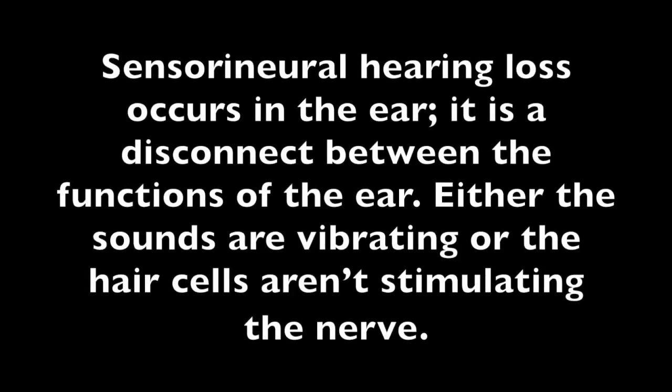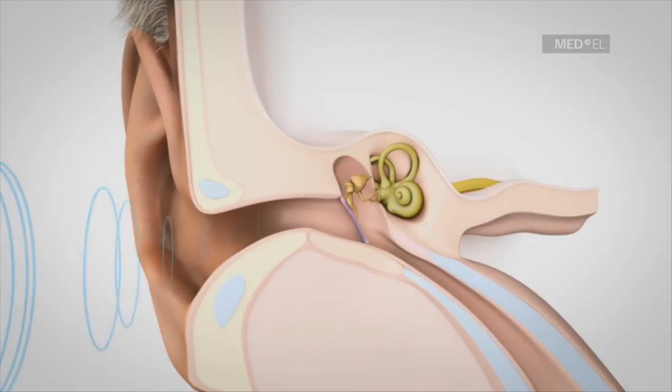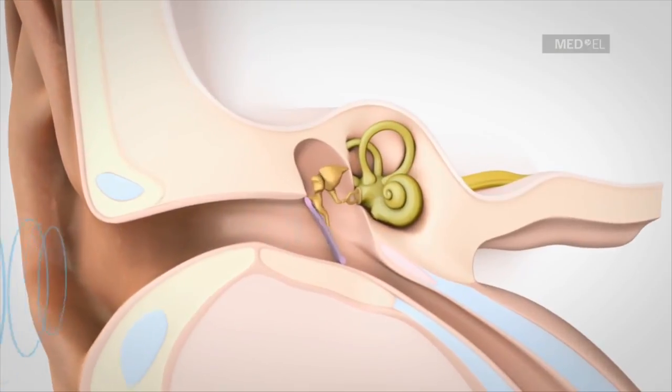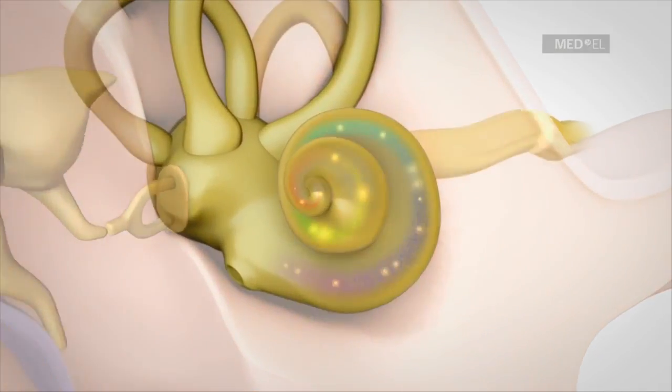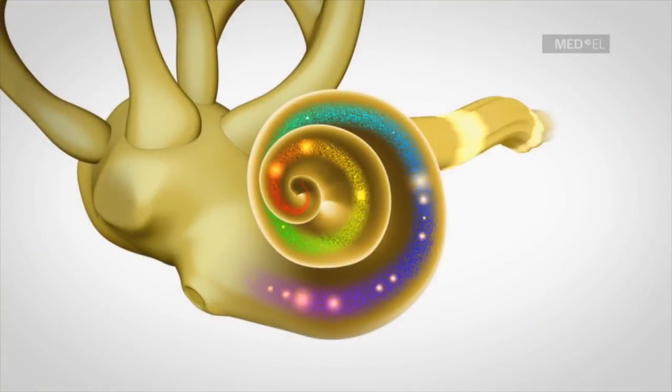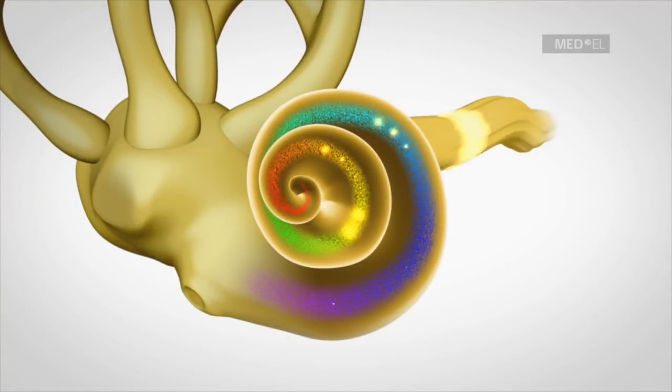Sensory neural hearing loss occurs in the ear. It is a disconnect between the functions of the ear. Either the sounds are vibrating or the hair cells aren't stimulating the nerve. A sensory neural hearing loss is the result of a problem in the inner ear. Sensory neural hearing loss occurs when hair cells in the cochlea are missing or damaged.